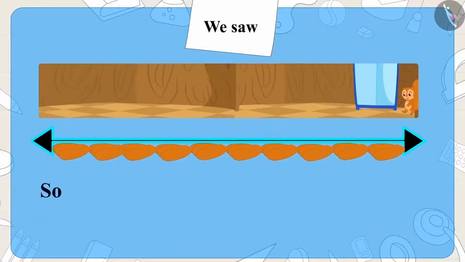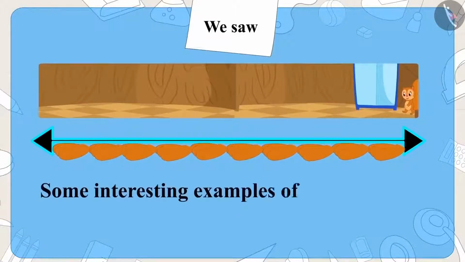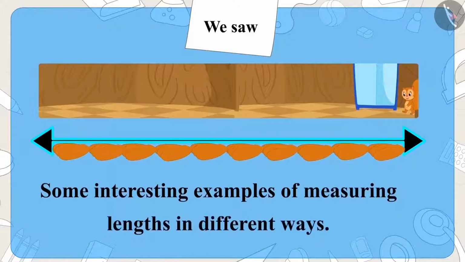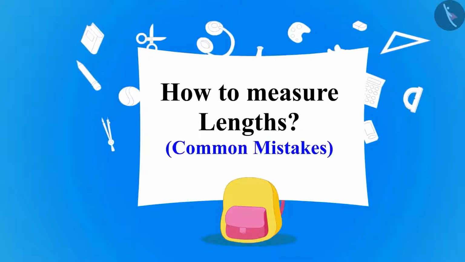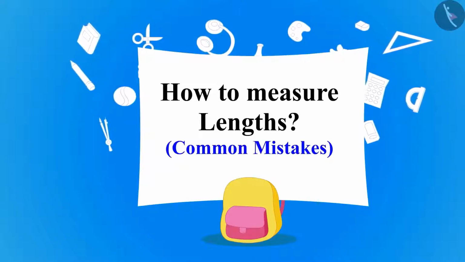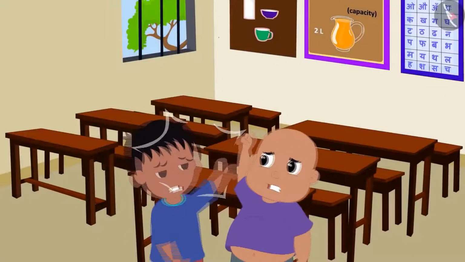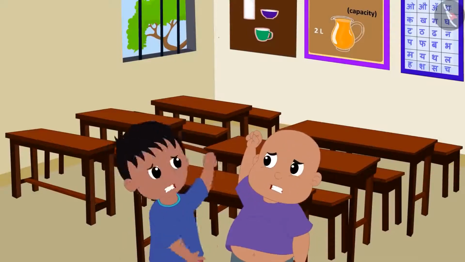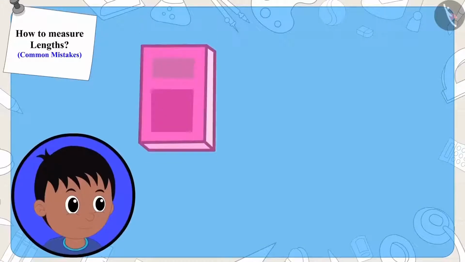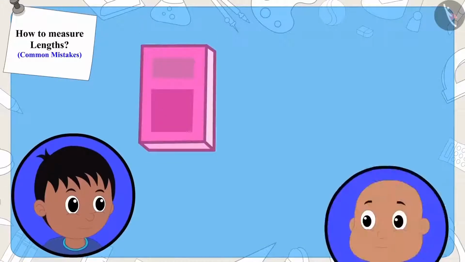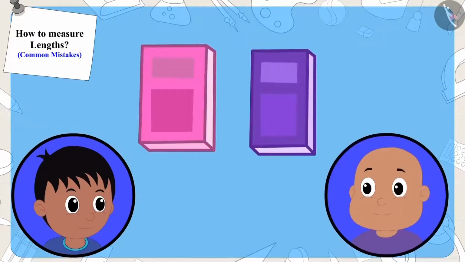In the previous video, we saw some interesting examples of measuring lengths in different ways. In this video, we will see some common mistakes related to this topic. Raju and Bablu are fighting in class. But why? Raju is saying that his notebook is longer and Bablu is saying that his notebook is longer than Raju's.